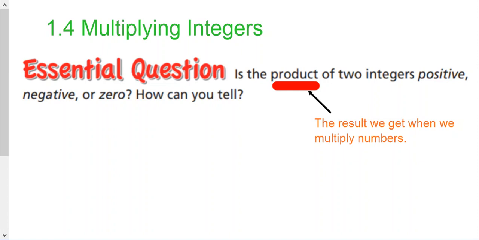Okay, a reminder: the product is the result we get when we multiply two numbers. So when we're multiplying, the answer that we get is called the product.